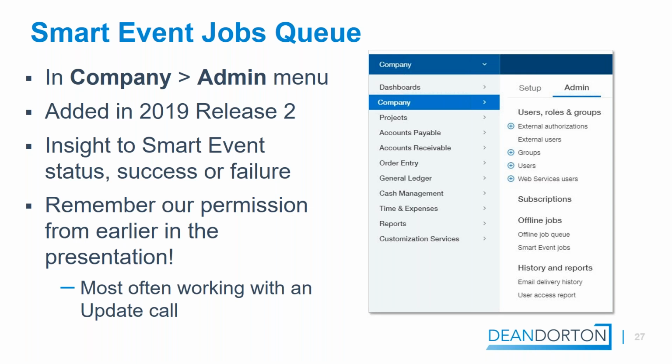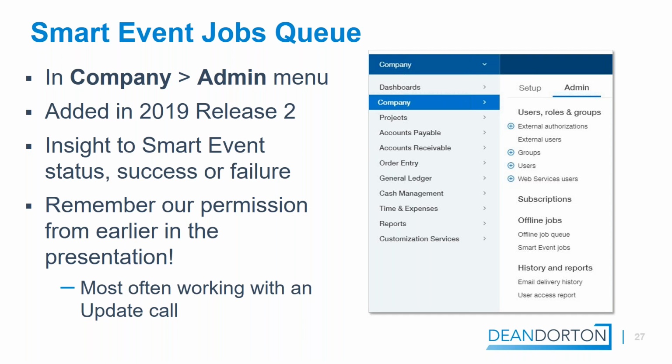The reason that I call this out is that it's a permissionable thing. So just make sure that you review the permissions on your roles or your users and ensure that you do have access to the smart event jobs list if you need to, because that's how you're going to be able to get this valuable feedback about what's going on.